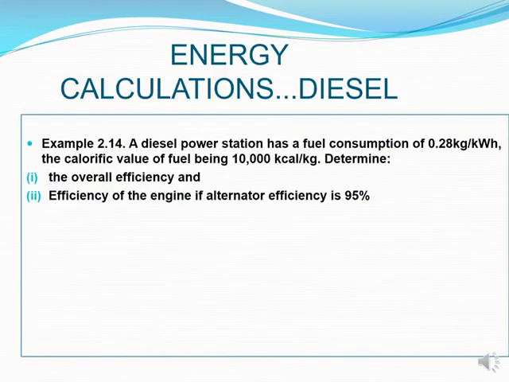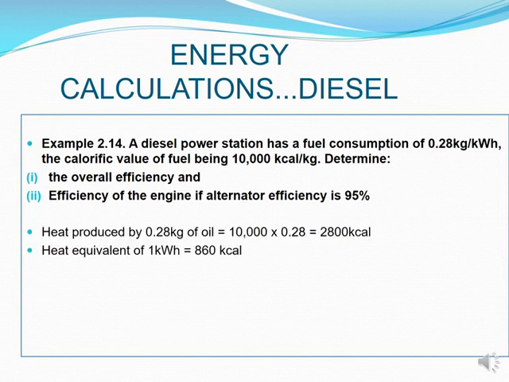Then here we've got some calculations, and the first one is 2.14. This one is saying we have a diesel power station that has a fuel consumption of 0.28 kgs per kilowatt hour, and our calorific value of fuel is 10,000 kilocalories per kg. They want you to determine your overall efficiency as well as the efficiency of the engine if your alternator is only at 95%.